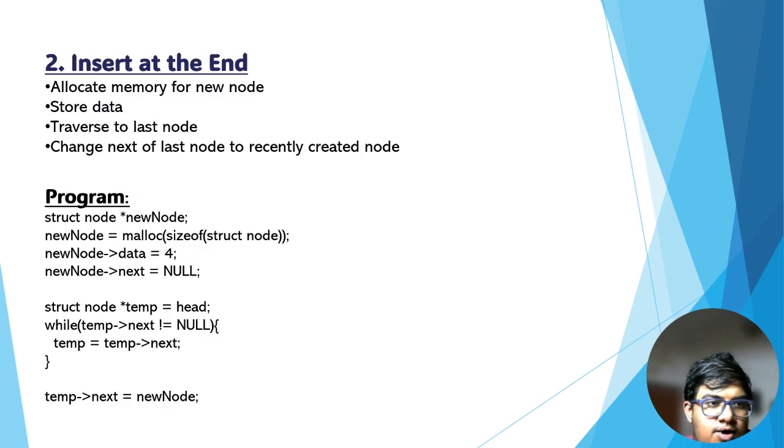Now let's move on. Inserting at the end. While inserting at the end, the memory is allocated for a new node, again like the previous one, and the data is stored. Now we traverse to the last node and we change the last node. We don't add a new node and point it to the head node. We change it. The last node which is pointing to the null will be pointing to the new node we created, and this new node's pointer will be pointing to the null again. So this way we are inserting an element at the end.